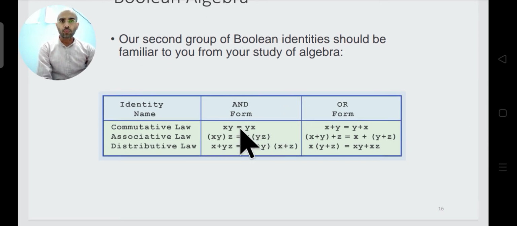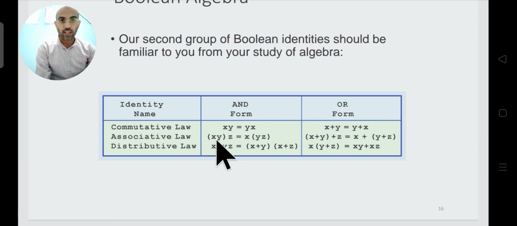As you know from your algebra, x into y, or a dot b, is equal to b dot a. The same rule follows here as well. So x dot y is equal to y dot x, or x plus y is equal to y plus x. Both are true and both are equal.